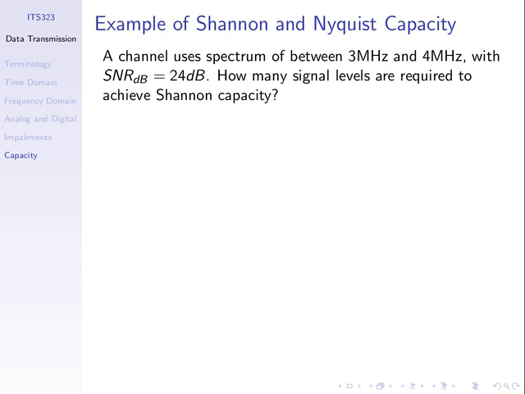10 times the logarithm of our signal divided by noise. We know this is 24. Bring the 10 to the other side and we get 2.4. 2.4 equals a log of SNR. Therefore, SNR equals 10 to the power of 2.4.